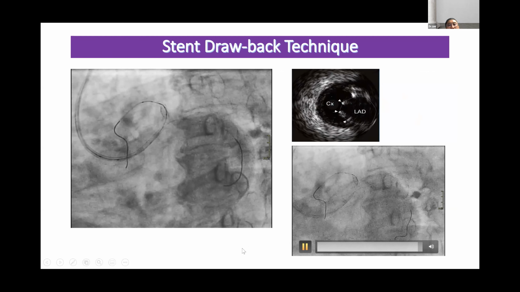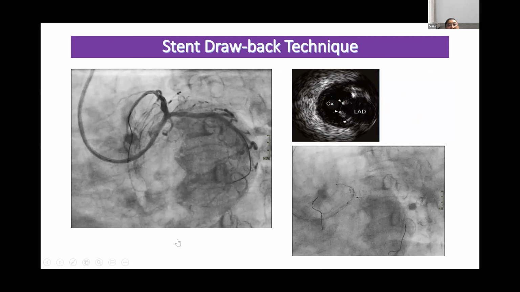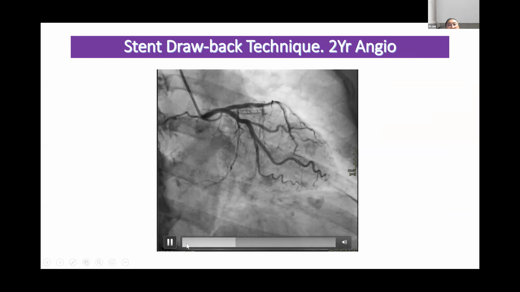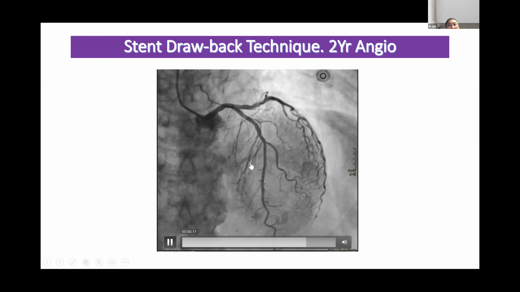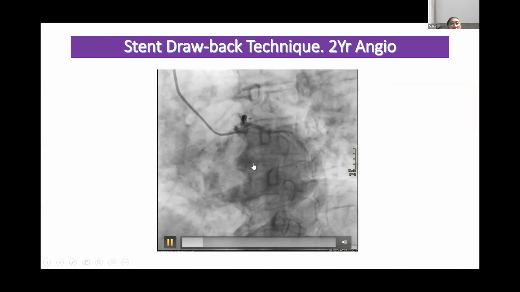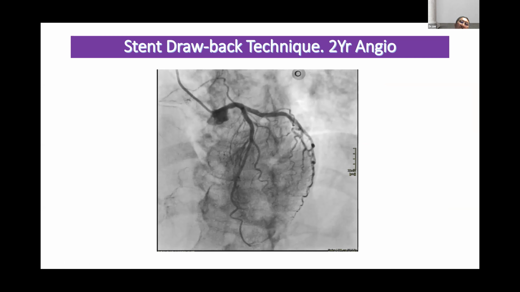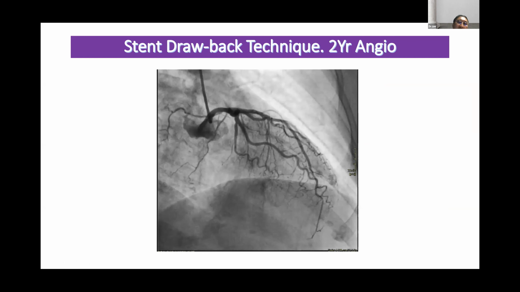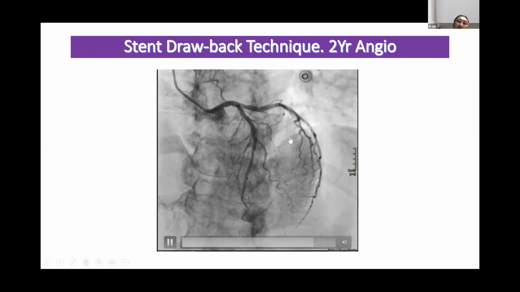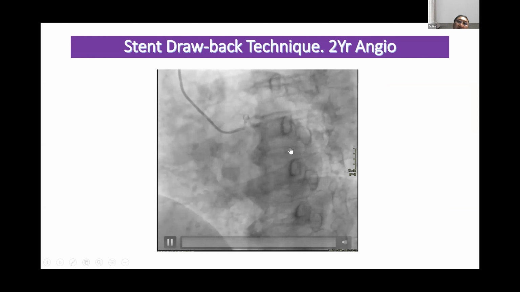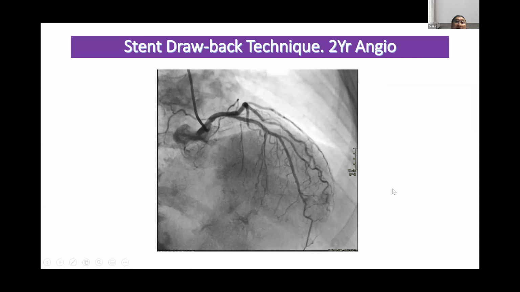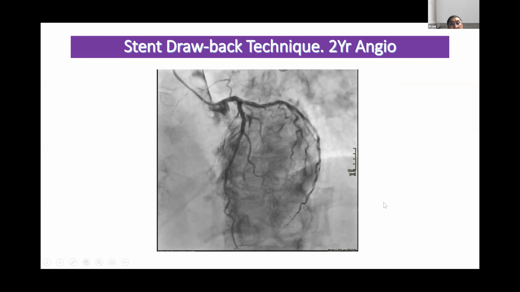For this particular patient, 2 years later, she came in with another episode of chest pain and had an angiographic study, and there is no in-stent restenosis. The ostium of the circ also looks good without any significant narrowing. So this is the stent drawback technique.